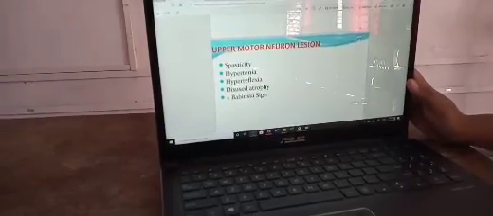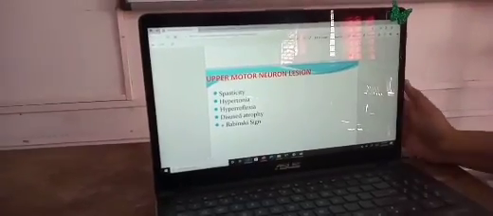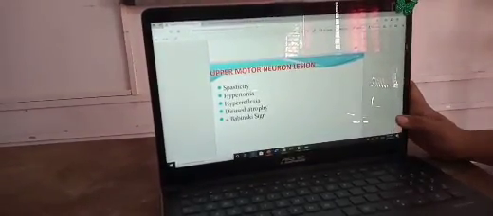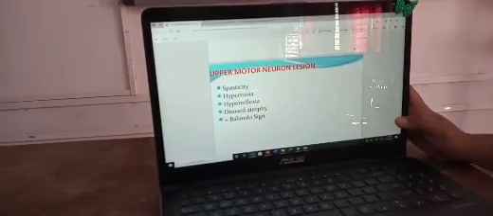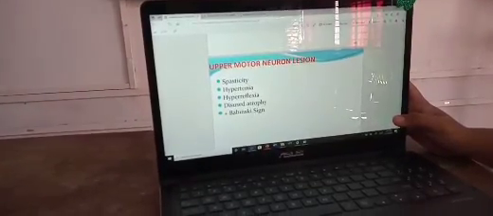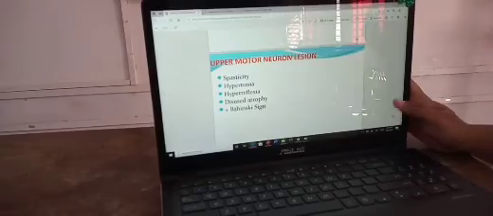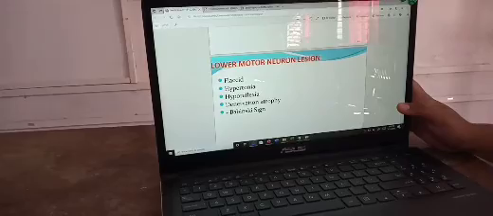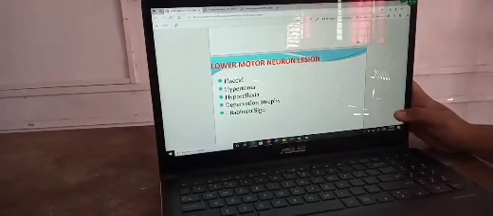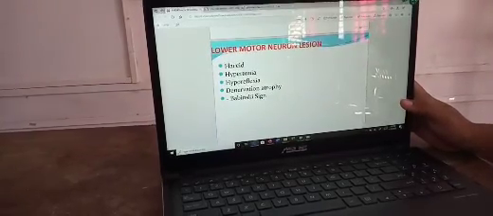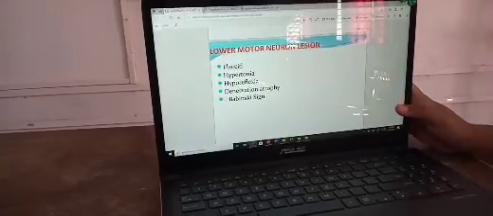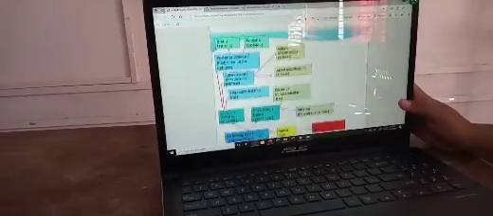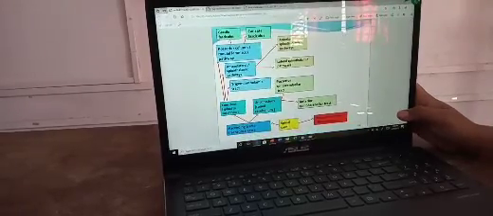Spasticity. The word spasticity means difficulty to flex and extend a part of your body. Hypertonia, hyperreflexia, disuse atrophy, and positive Babinski's sign. Lower motor neuron lesion, you have flaccid hypotonia, hyporeflexia, and negative Babinski's sign. So all these are there for you to read and understand.